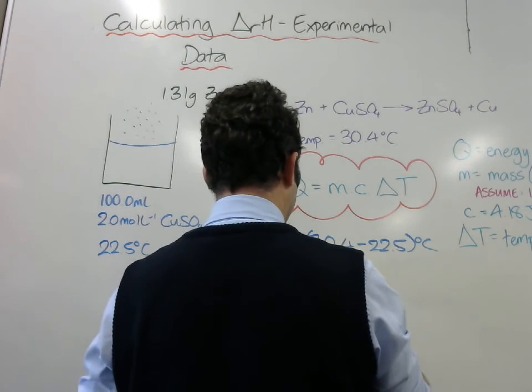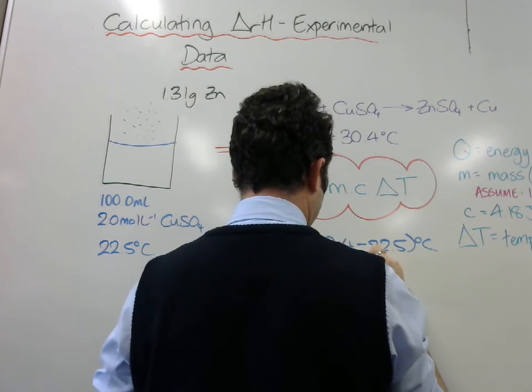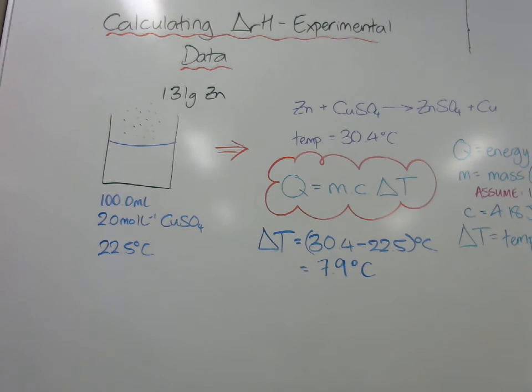7.9. Okay, so we've got one of those values we can plug into our equation there. C is already given, 4.18, so I now need the mass.